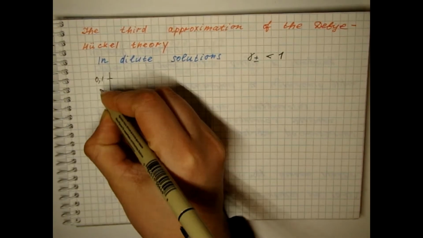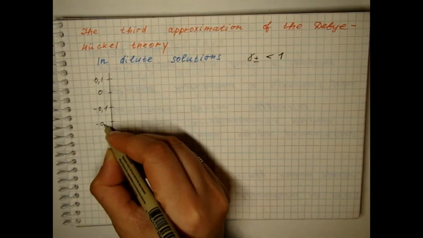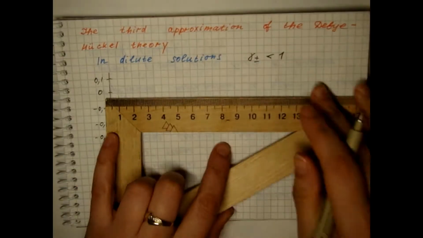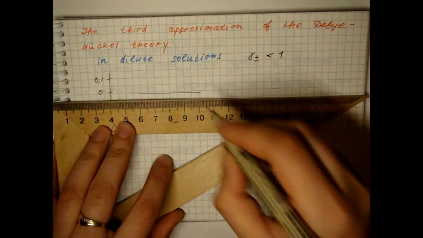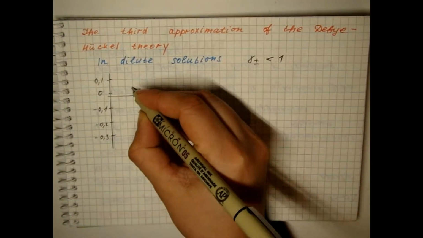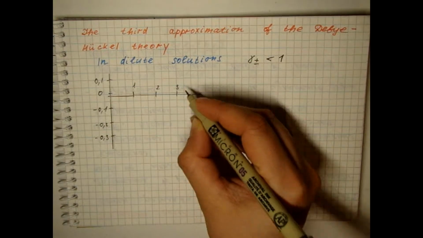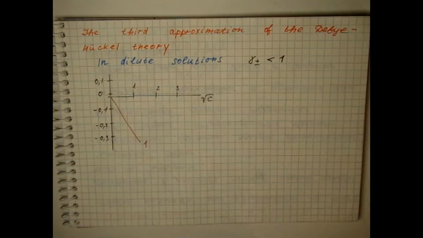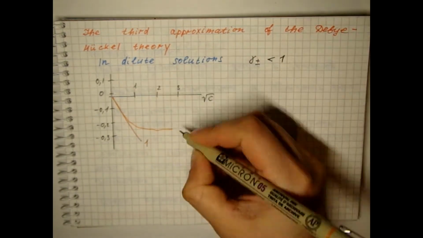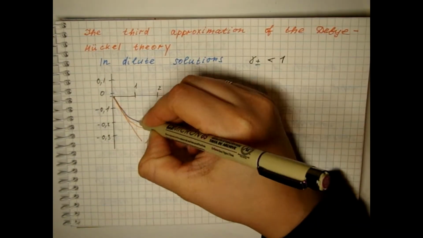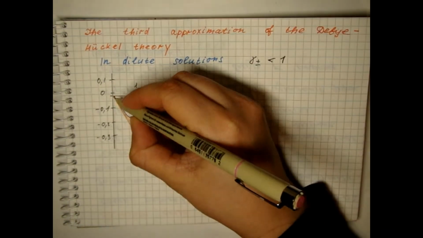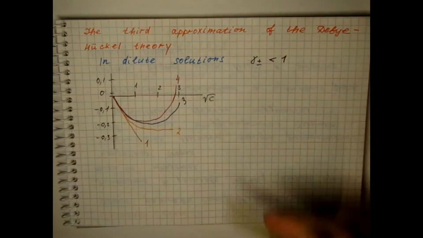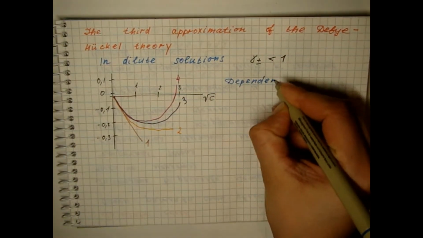Taking into account the intrinsic size of ions is equivalent to taking into account the repulsive forces that do not allow the ions to come closer to a distance less than a. The second approximation of the theory, taking this factor into account, leads to a less sharp decrease in the activity coefficient, and it allows us to describe the experimental data in a wider concentration range.